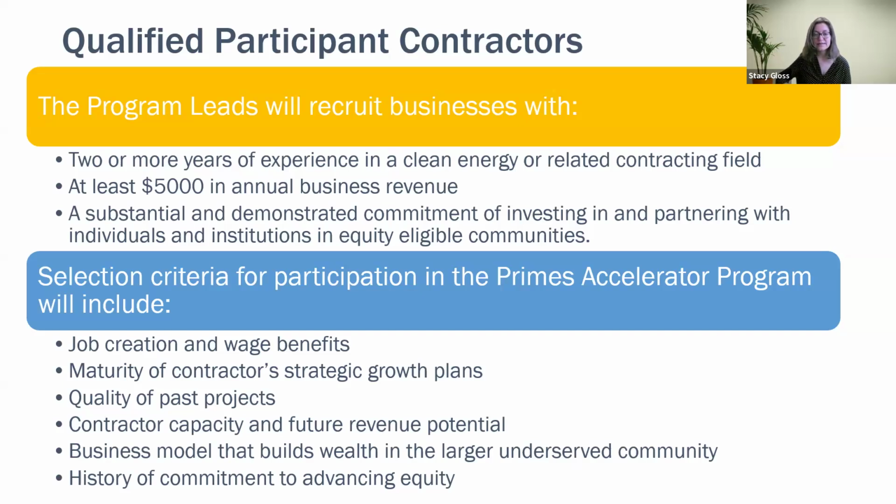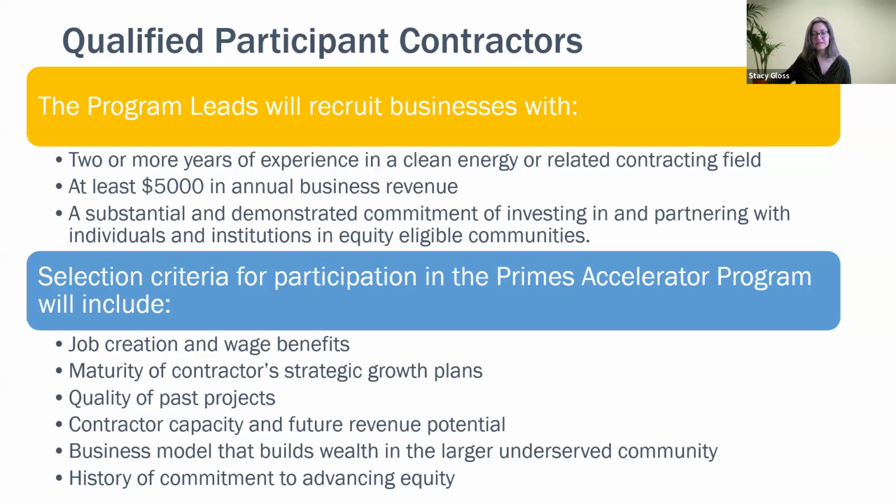The department will use additional criteria to select participants from a pool of applicant businesses. The selection criteria will include an evaluation of potential job creation and wage benefits, maturity of the contractor's strategic growth plans, quality of past projects, contractor capacity and future revenue potential, willingness to assume risk, evidence of business models that build wealth in larger underserved communities, and a history of commitment to advancing equity.